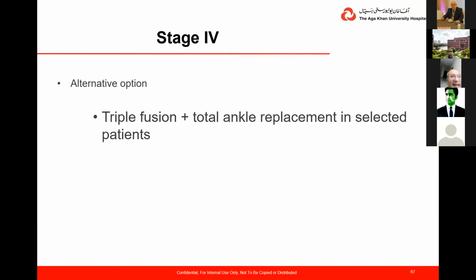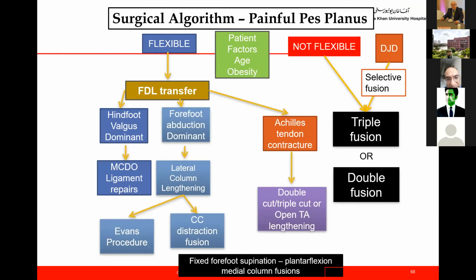So when the ankle is a bit mobile, you do a triple arthrodesis and you can supplement it with a total ankle replacement. But I haven't had any experience of total ankle replacement in Pakistan. So this is a very good algorithm.